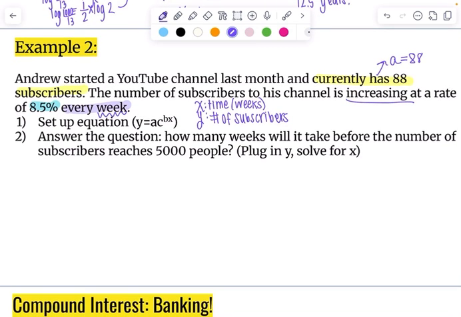Now, if it's increasing at a rate of 8.5% every week, and he starts with 88, which is our a value, for the C value, the 8.5%, some people may be tempted to just put 8.5 here. But an increase of 8.5% does not mean you're multiplying something by 8.5 times. 8.5% of the original number is being added to the original number, right? So if I want to add 8.5% of 88, I need to know what 8.5% of 88 is, and then add it to the original 88.